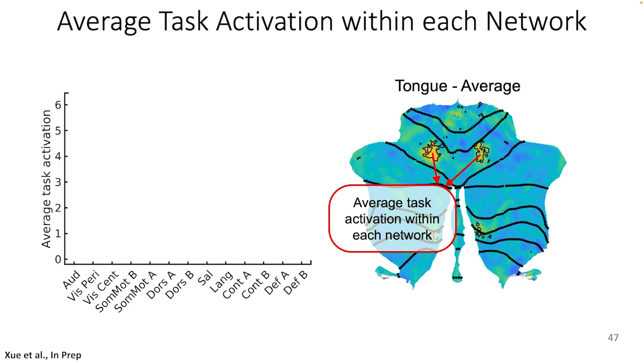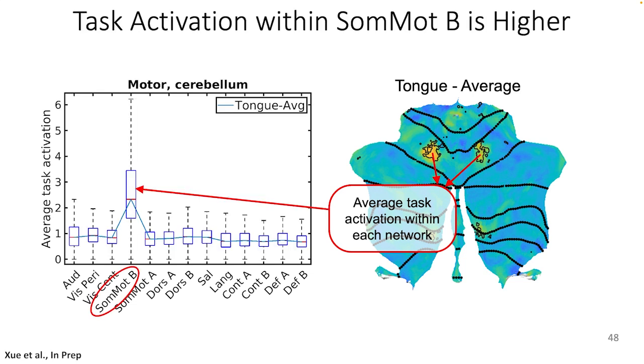To compare the activations between networks, we average the positive task contrast values within each network. We computed this for all participants and put it in a box plot. The task activation is significantly higher in somatomotor B network.